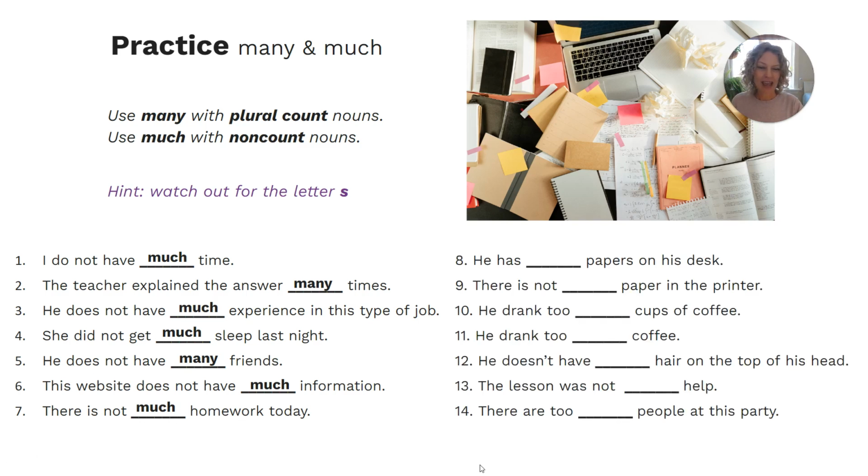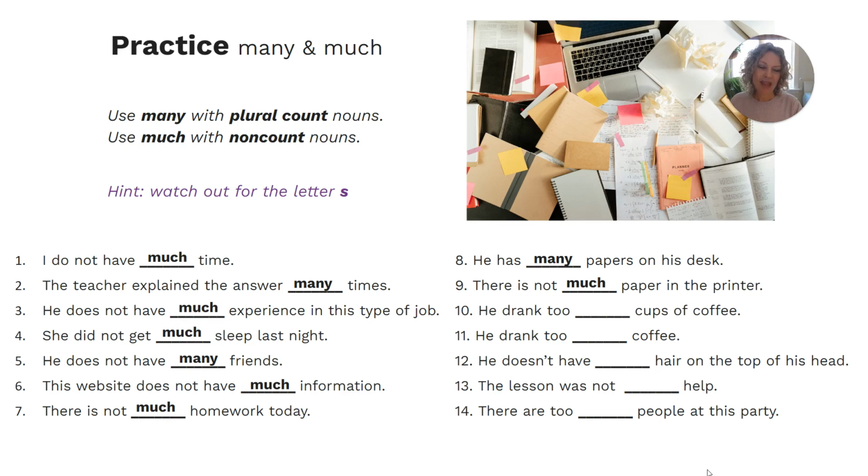All right, number 8: he has blank papers on his desk. Plural, so we need many. Number 9: there is not blank paper in the printer. So this is not plural because we're talking about paper in general. And so we're not talking about the individual pieces of paper. So we would use much. There is not much paper in the printer.